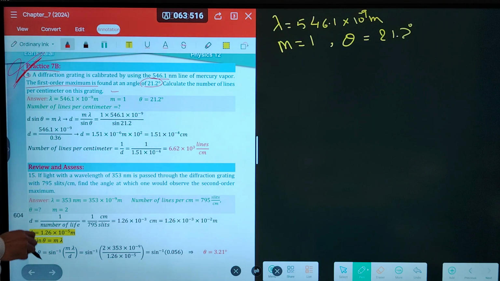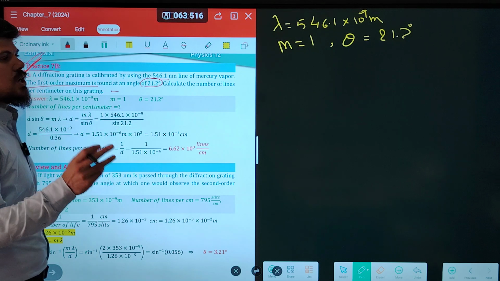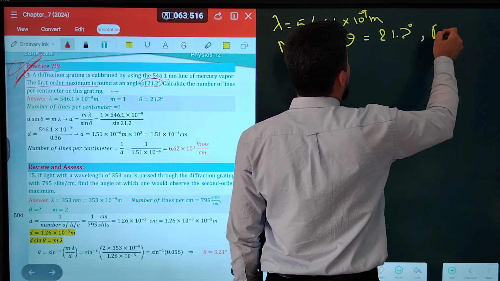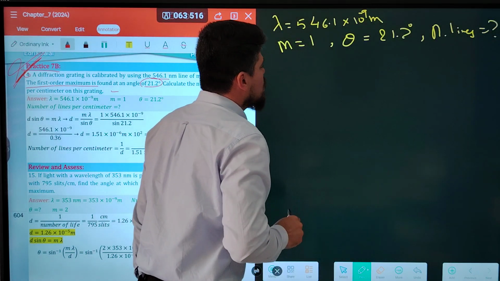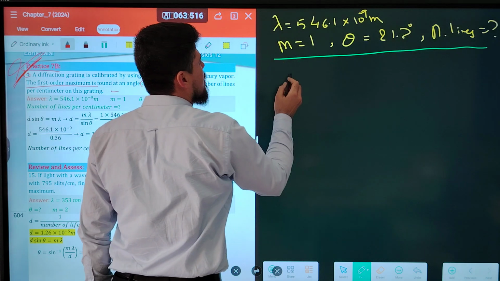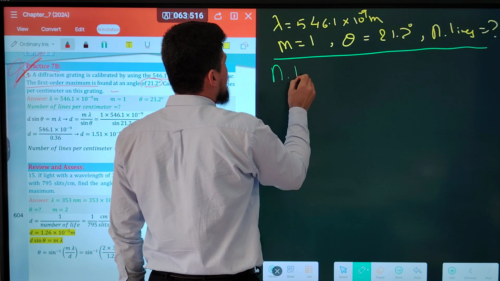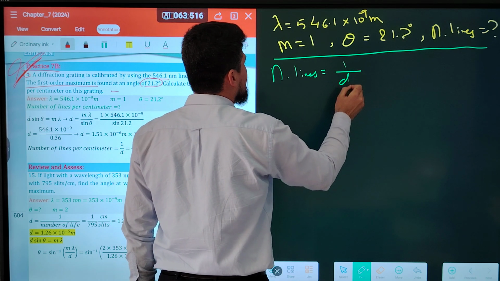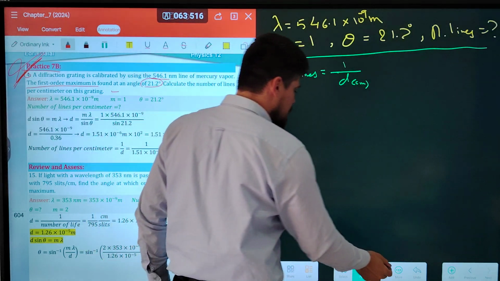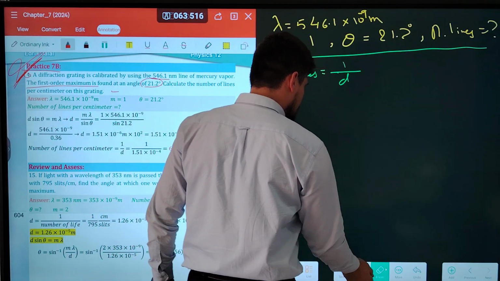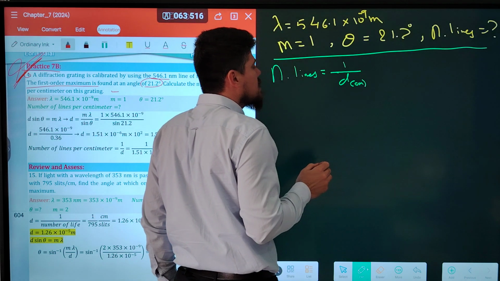Guys, this is a very good question. Be careful. What is unknown? Number of lines per centimeter, not per meter. To determine the number of lines, you have to make a plan. So the plan of this question is to determine the number of lines. Number of lines is equal to what? 1 over d. But this d should be in centimeter. Why? Because the question says find the number of lines per centimeter.